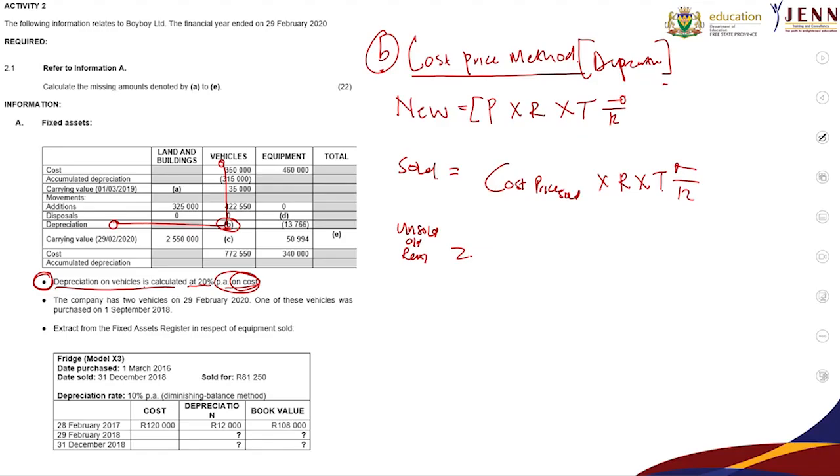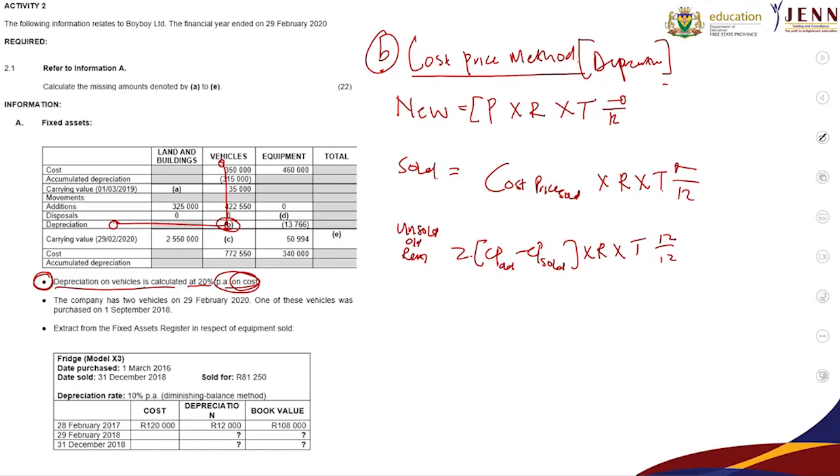Then we talk about the cost price of unsold. I say cost price of old minus the cost price of sold, then I multiply by rate and by time. My time is 12 over 12. That was the case: I said I'm looking for depreciation using the cost. Then I go and check. Every time there is depreciation, I must calculate for new, sold, and unsold, and check which ones I have.